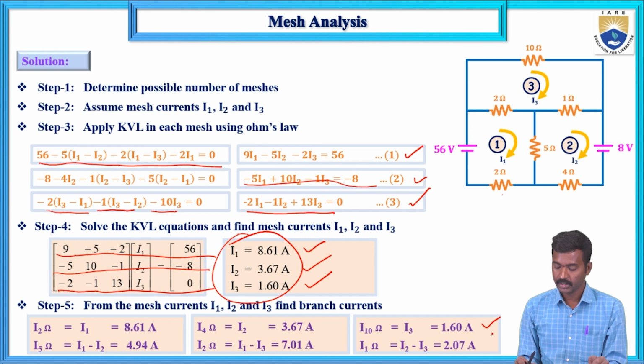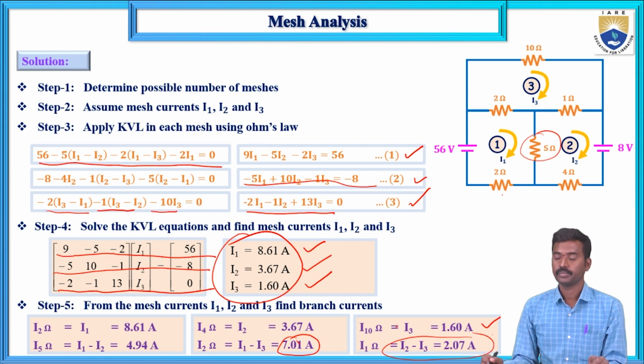This one, I3 current. Next, this 2 ohms resistor current is I1 minus I3, this one, 7.01. Next, this 5 ohms resistor current, I1 minus I2, this one, 4.97. Next, this 1 ohm resistor current, I2 minus I3. So these are the branch currents, each resistor current. From this you can determine voltages, also, multiply with resistance.